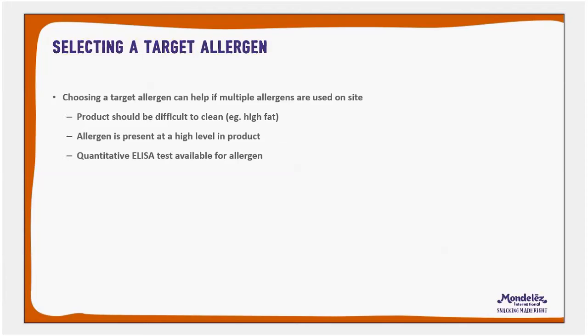So ideally, target allergen will be selected from a product that contains it that will be difficult to clean. So think about sample types that are high in fat, particularly sticky. You want the allergen to be present at a high level in the product to start with, and particularly have a high level of protein. And really importantly, you want to have a quantitative ELISA test available for that specific allergen. And we know that that sometimes can be a bit challenging. So there are lots of things to think about when selecting a target allergen.